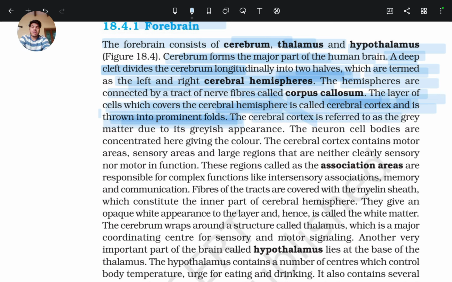The cerebral cortex is referred to as the gray matter due to its grayish appearance. The neuron cell bodies are concentrated here, giving the color. So the grayish appearance is because of the higher concentration of neuron cell bodies.